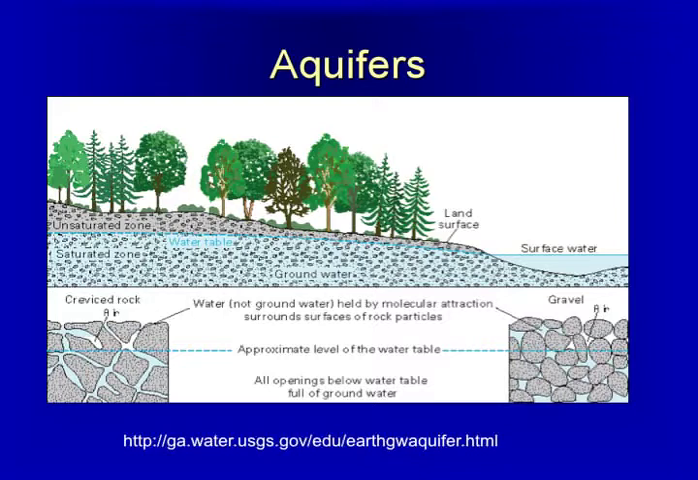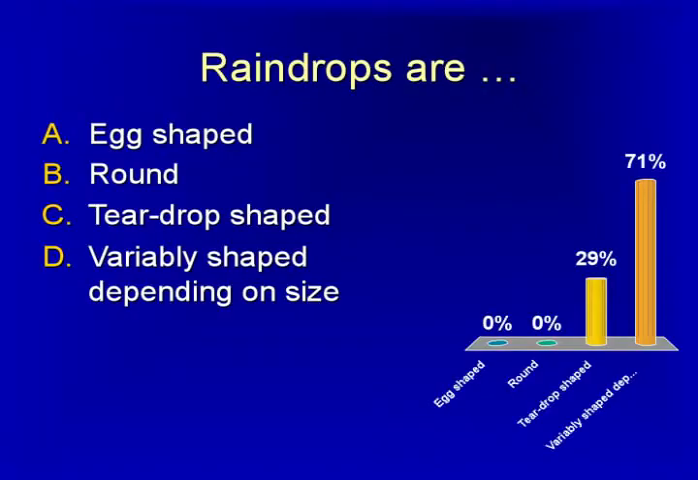Here's another good one. Raindrops are egg-shaped, round, teardrop shaped, variably shaped depending on size.